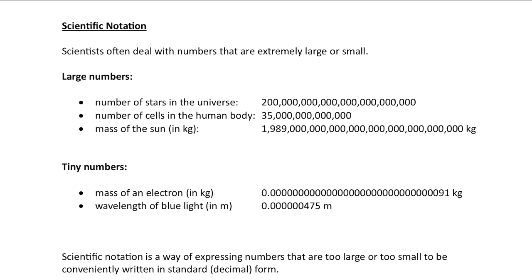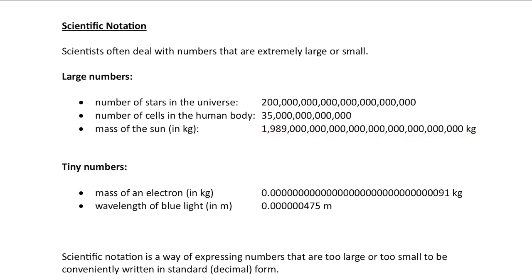In this video, we're going to talk about scientific notation. Now, scientists often deal with numbers that are extremely large or really small. Some examples of large numbers would be the number of stars in the universe, which is estimated to be 200 sextillion stars, or the number of cells in the human body, roughly 35 trillion, or the mass of the sun in kilograms, this really large number here.